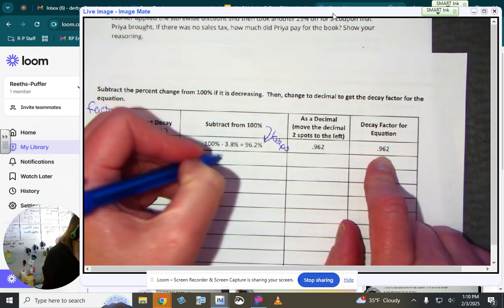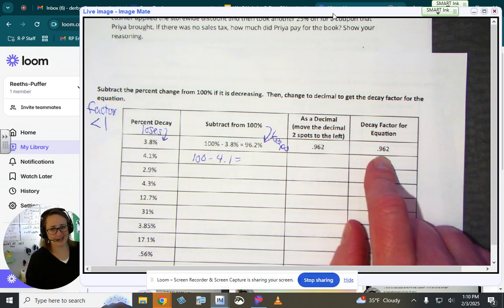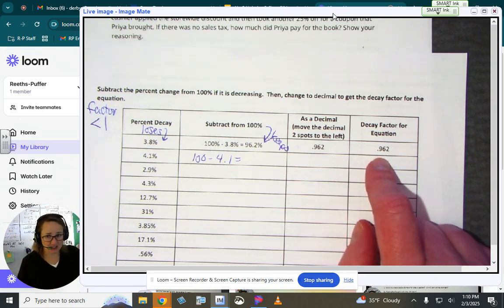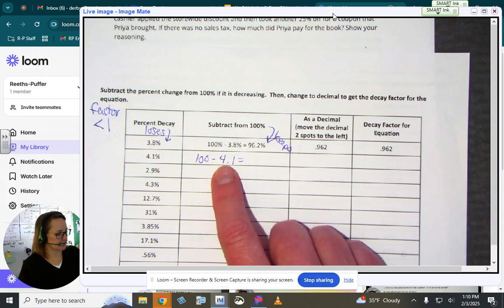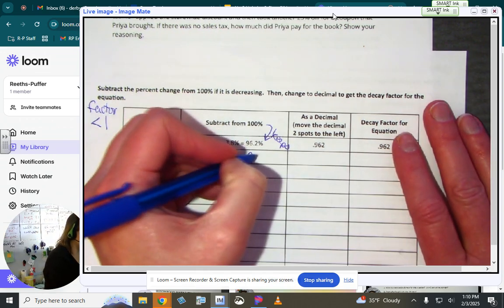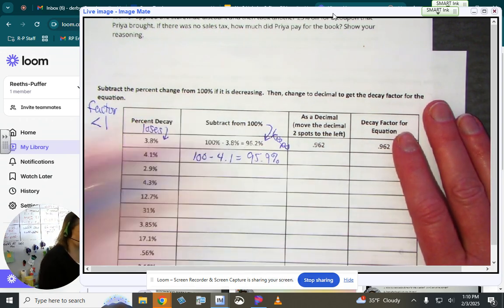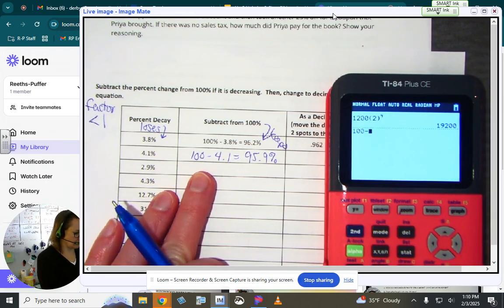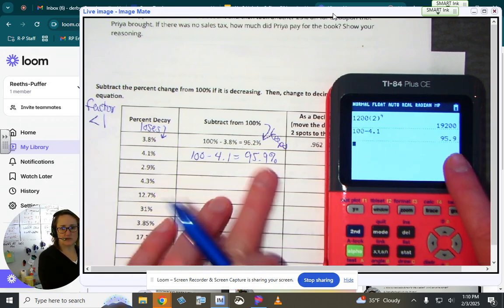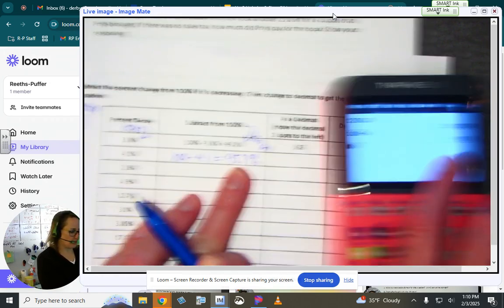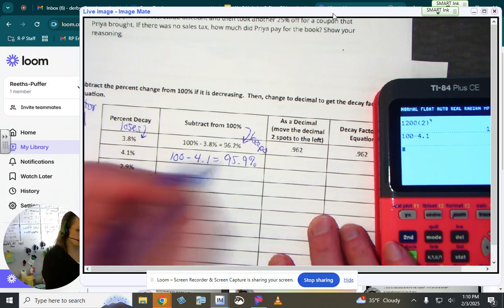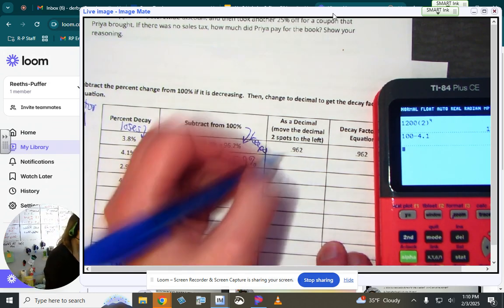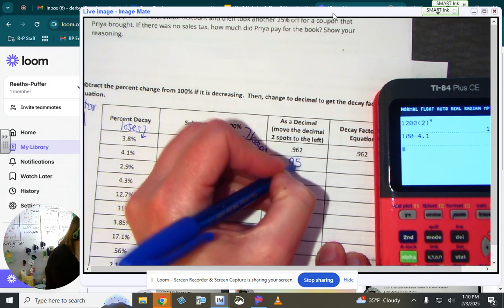100 minus 4.1. I have to admit, I'm not good at mental subtraction. 100 minus 4 is 96. And I need to subtract another tenth. So that would be 95.9%. No shame in that game if you need to use your calculator for this part. Sometimes I still do too, just to make sure I got it right. And then I'm going to move that decimal place 2 times. Decimal point moves 2 times.